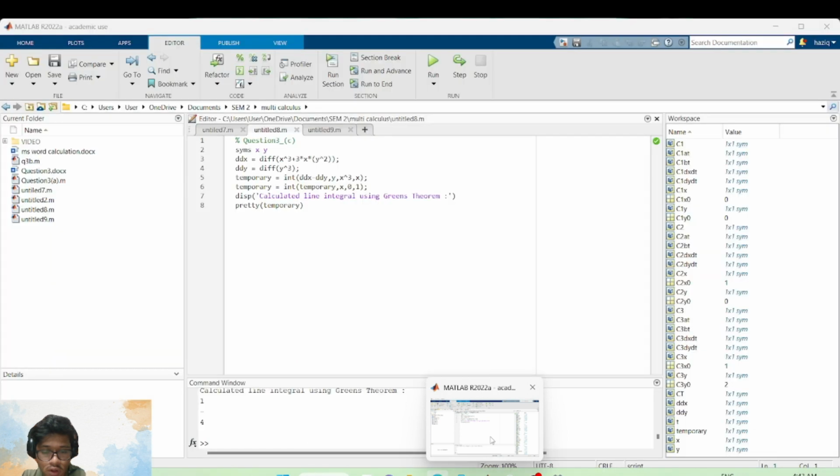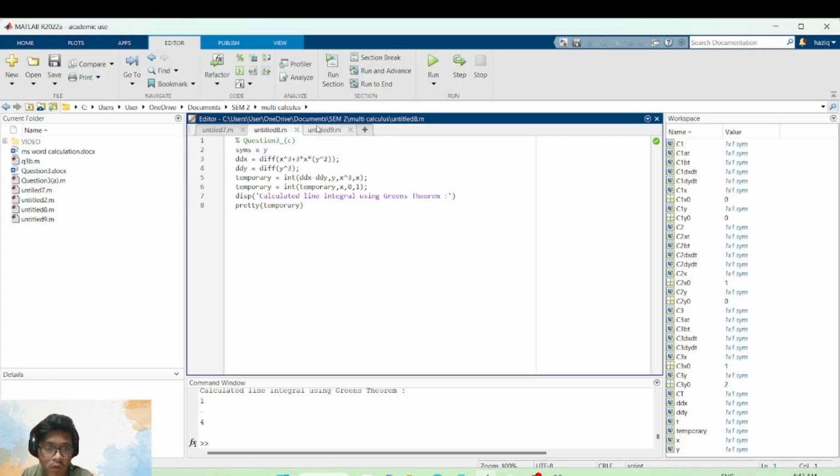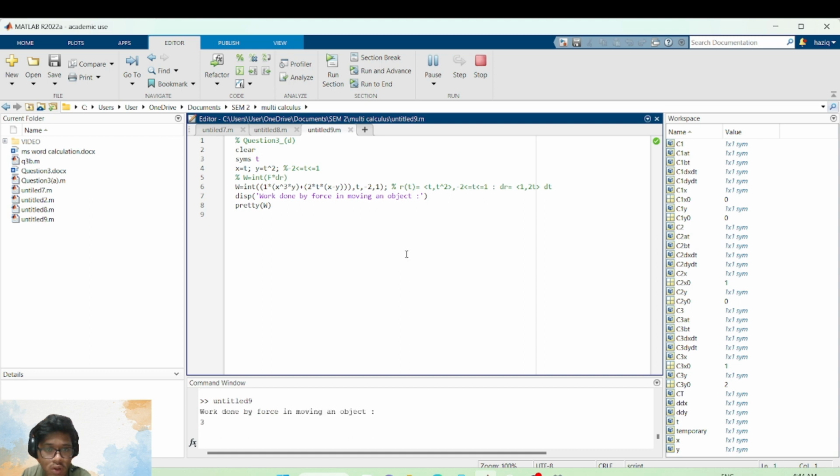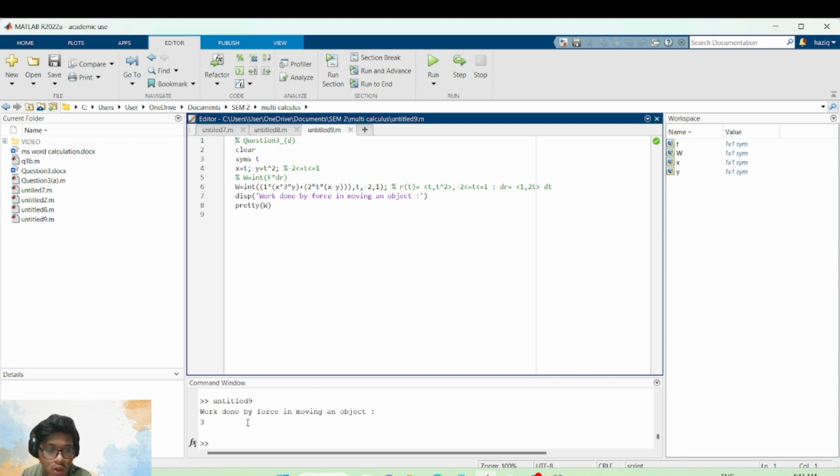So this is the MATLAB for question 3d. We have to run the simulation. The value that we get from the command window is 3. So the value between the software and the manual calculation we get are the same.